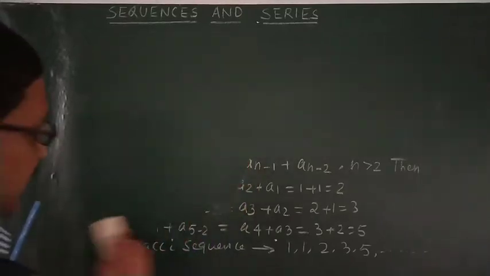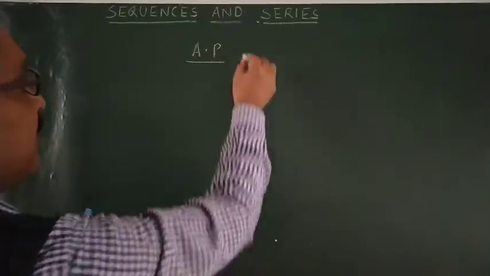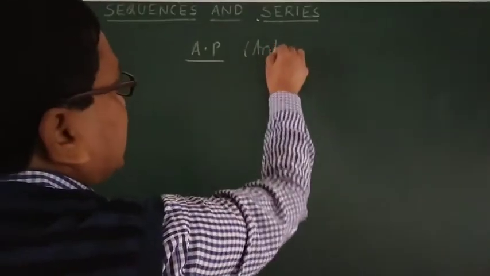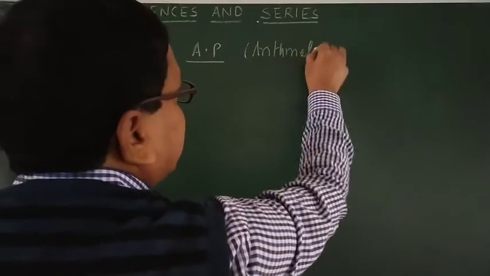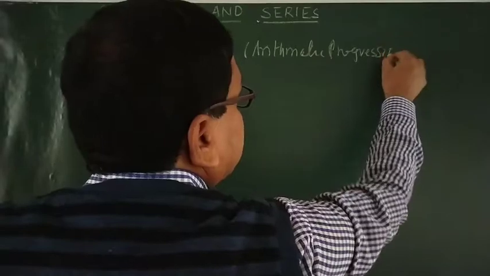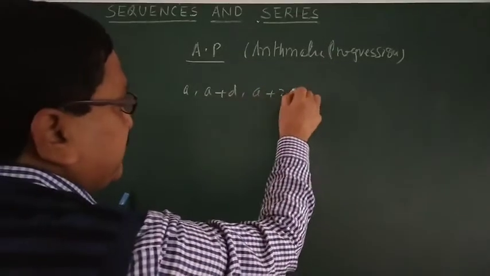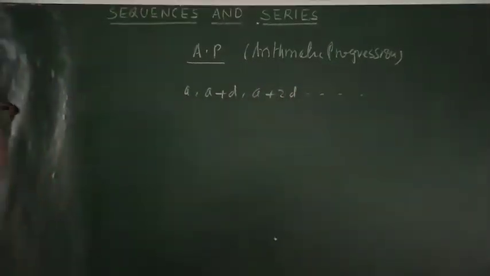After that, arithmetic progression is being started. AP. It's time to start arithmetic progression. You know it from class 10. Arithmetic progression, you know from class 10, is a, a plus d, a plus 2d and so on. This is called arithmetic progression.